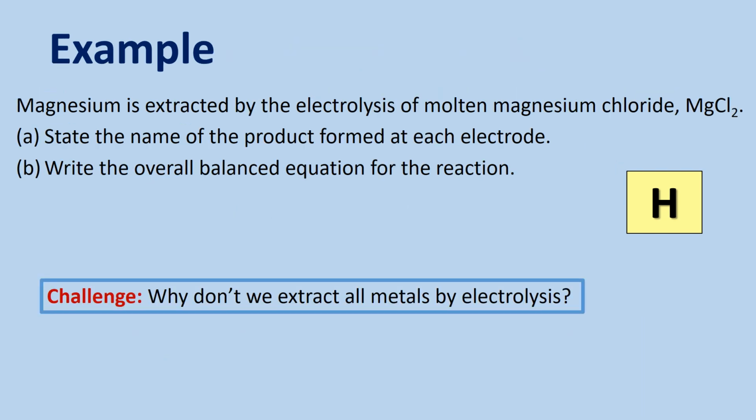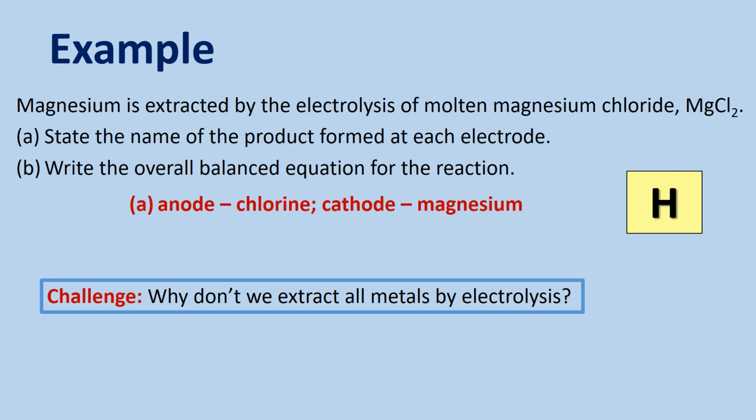Okay folks, magnesium is extracted by the electrolysis of molten magnesium chloride. You can state the name of the product formed at each electrode, because obviously if it's magnesium chloride you're going to make magnesium and chlorine. You've got to decide which one goes to which electrode, and then write the overall balanced equation. So have a little pause, try those 2 questions, try the challenge, and back in the room.